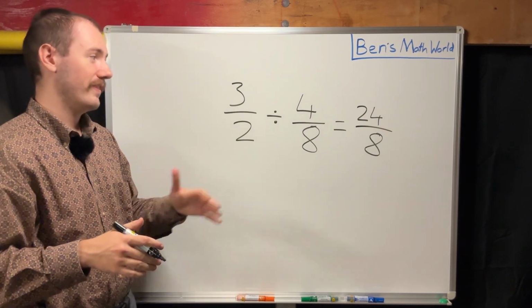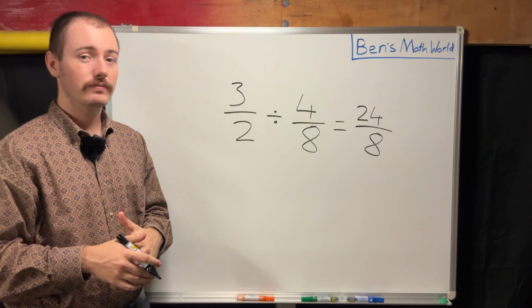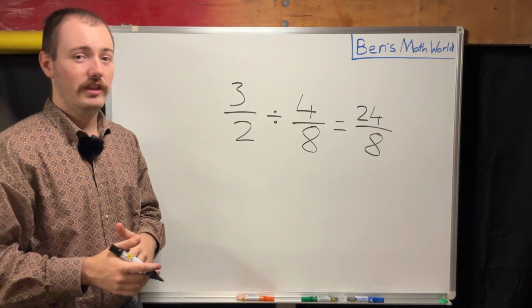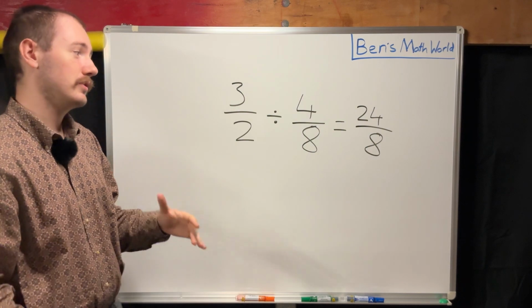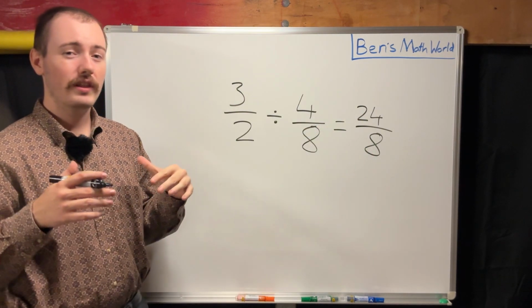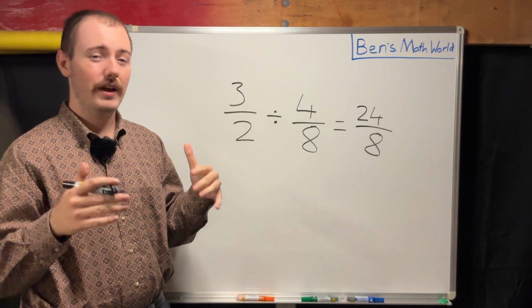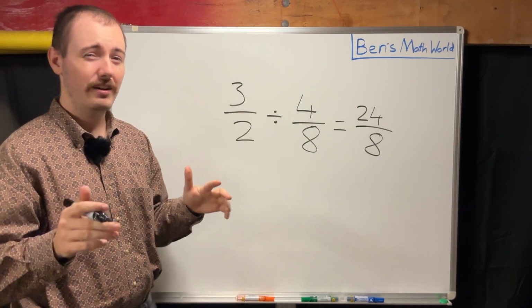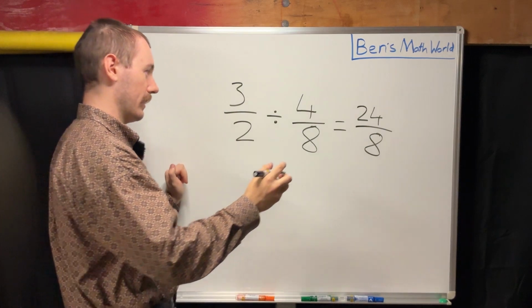So can you think of any factors shared by 24 and 8? Now they're both even, but we can go a step further than that. If you remember your times tables, 8 by 3 is 24. So they share a common factor of 8. So let's divide the top and bottom, the numerator and the denominator, by 8. And let's see what we get.